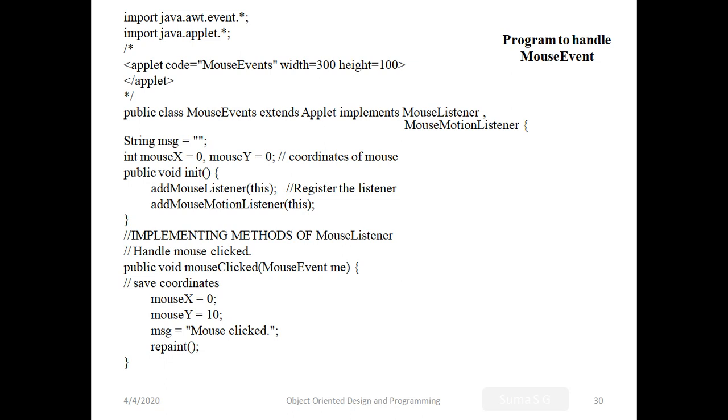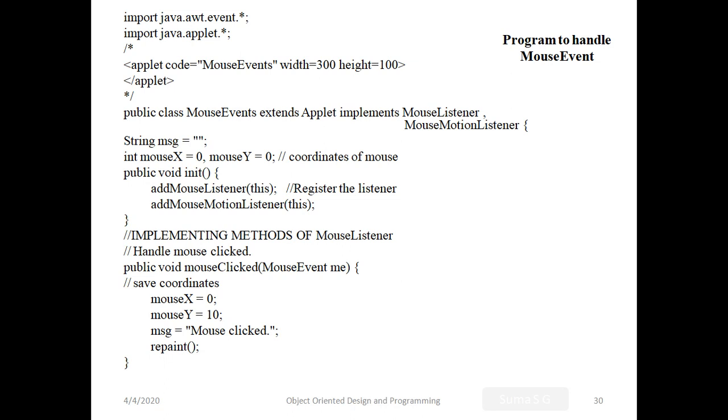So write the applet code. Applet code is equal to mouse event, width is equal to 300, height is equal to 100. Then you have to import the required packages. The class name is mouse events. And since we are implementing the mouse event in an applet program, we will extend the applet class in our program and implement mouse listener and mouse motion listener.